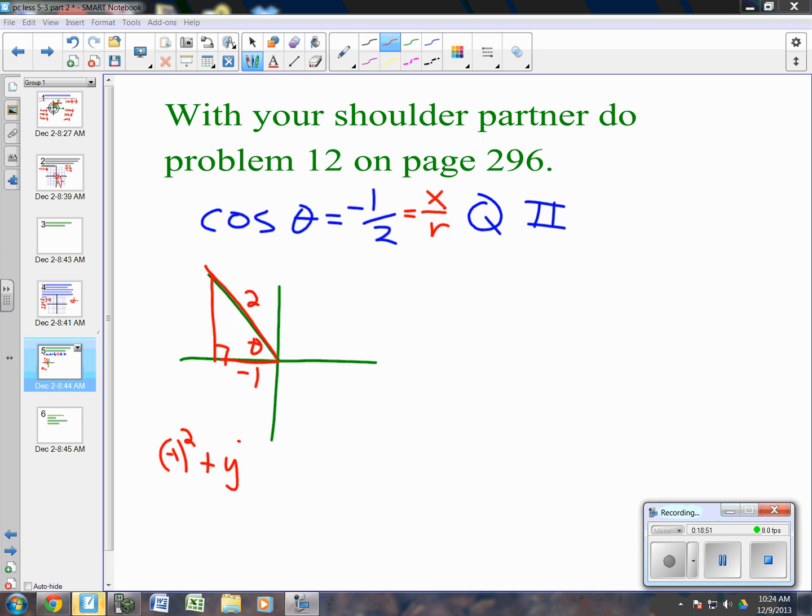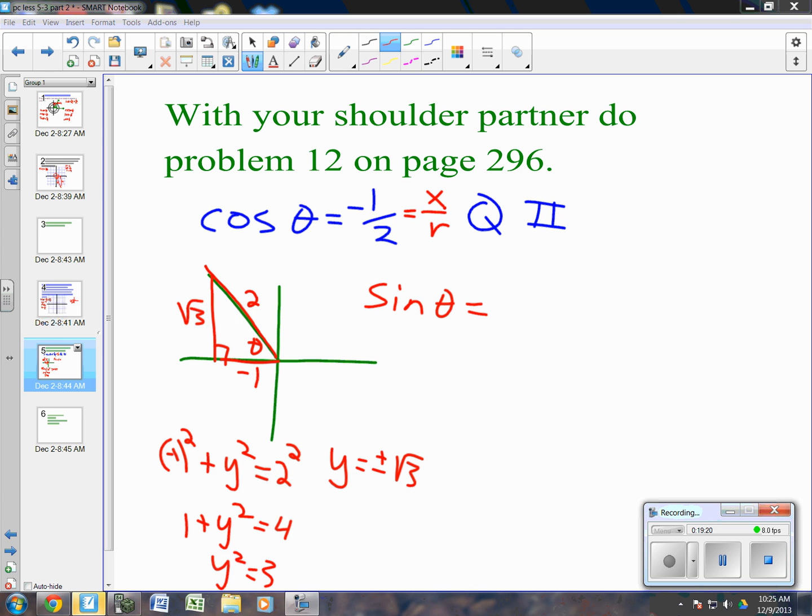And if you use the Pythagorean theorem, negative 1 squared plus y squared equals 2 squared, we'd get 1 plus y squared equals 4, minus 1 from both sides, and we get 4 minus 1 is 3, right? And then we take the square root of that. We'd get y equals plus or minus the square root of 3. Now, is it plus or minus? Plus. It's plus because you're going up, right? The y value is going up, so you know it's plus. Now, we could go from there. Sine theta equals y over r, so square root of 3 over 2. Tangent theta equals y over x, so square root of 3 over negative 1, which is going to be a negative square root of 3. And you can continue that pattern and get the rest of them.